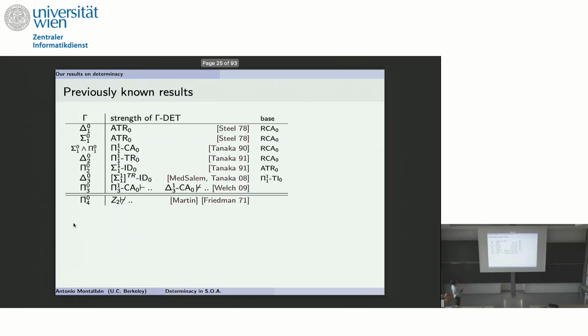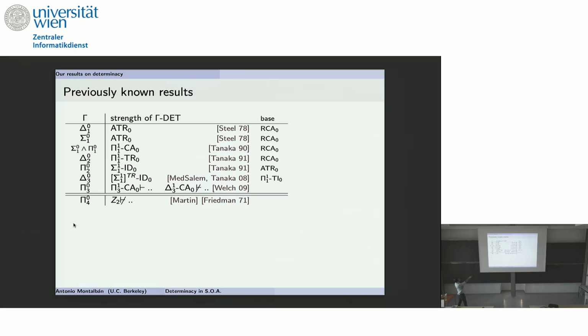Okay, I need to get to the second third. So what was known about the proof theoretic strengths of determinacy? Here's a quick slide. Let me not spend too much time on it, but it goes from open, Delta 0 1, and as the complexity goes up, you can see the theories that you need to prove them being stronger and stronger.